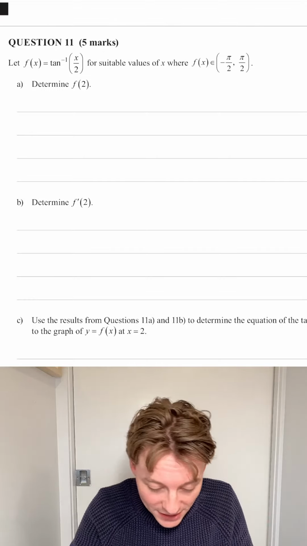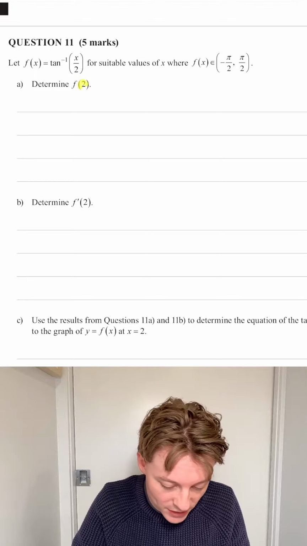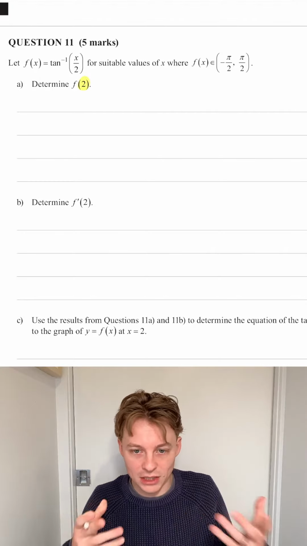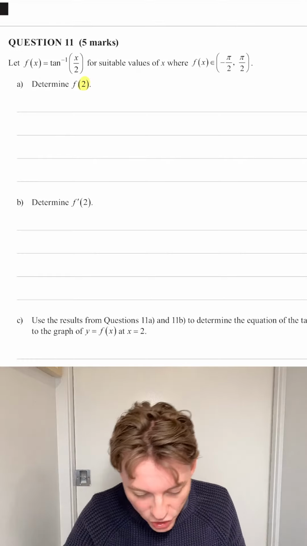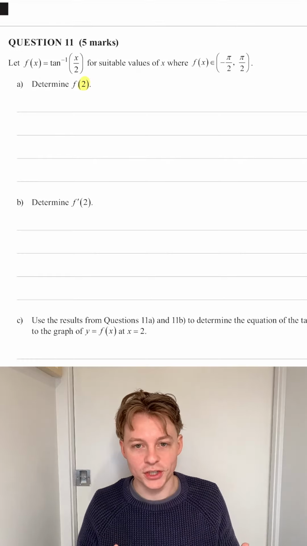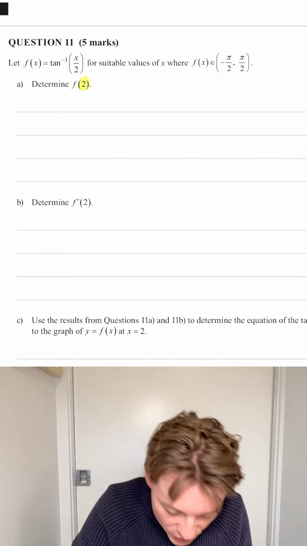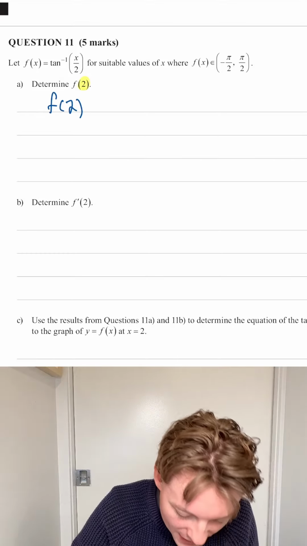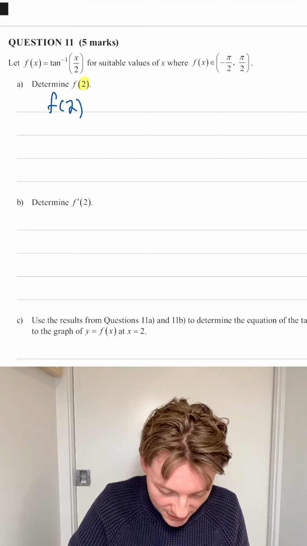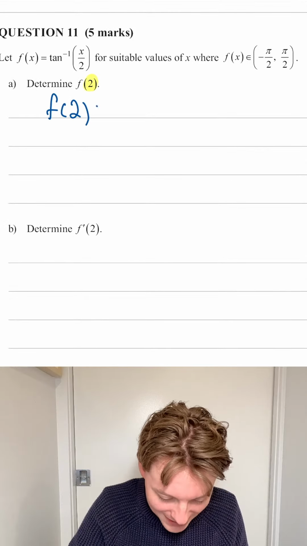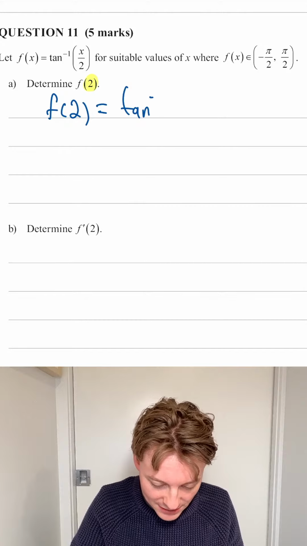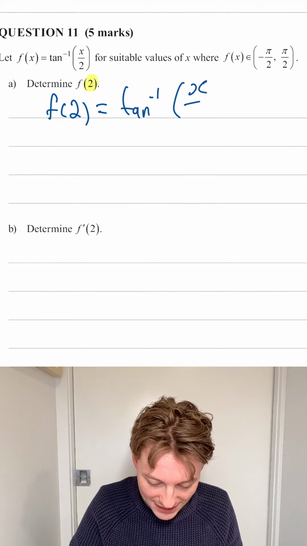If we do something like this, the first question is actually something that we could really solve if we do lower level maths. We've got function notation. We're substituting in the value of my function when x equals 2. If I do that with my function, if I put the value of 2 in, and I'm going to try to write the number 2 like a proper human. Let me zoom in a little bit. Okay, f of 2. That is equal to tan to the minus 1 of x over 2.